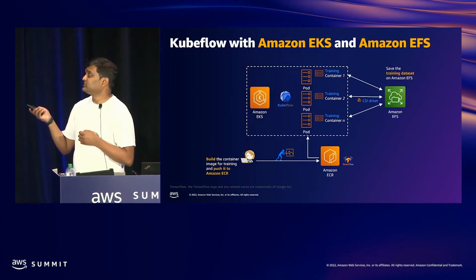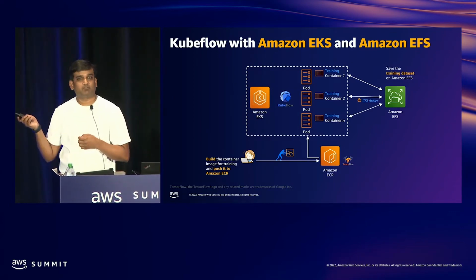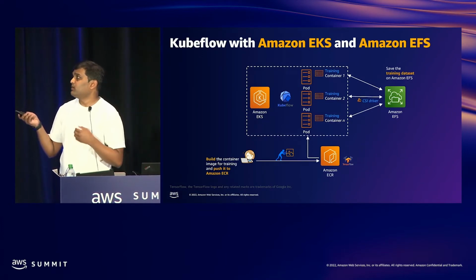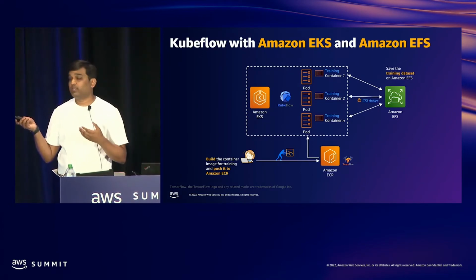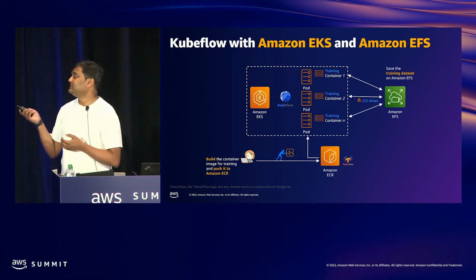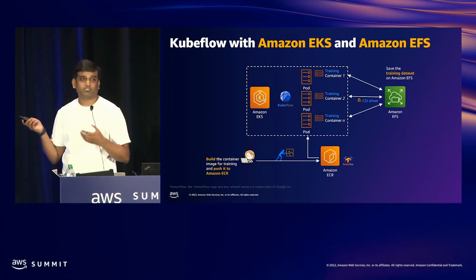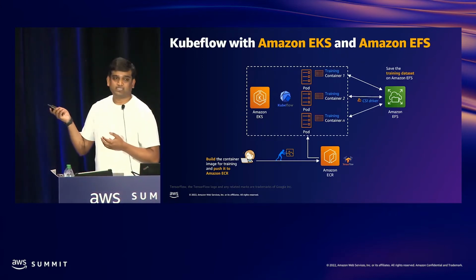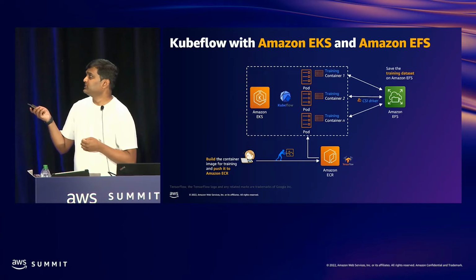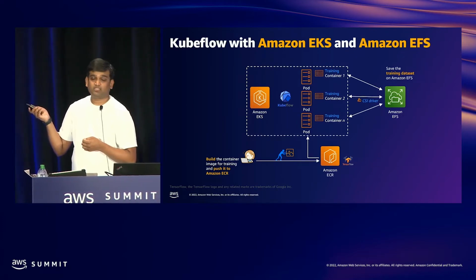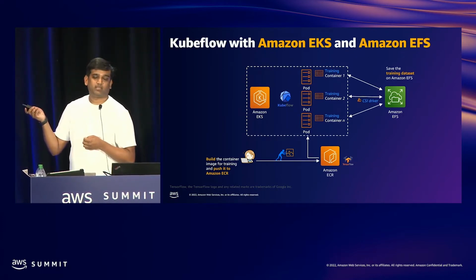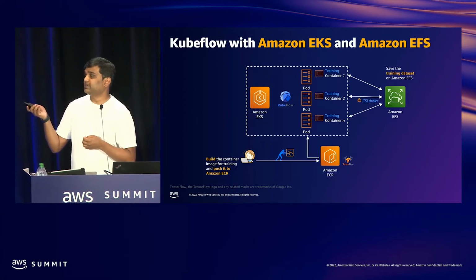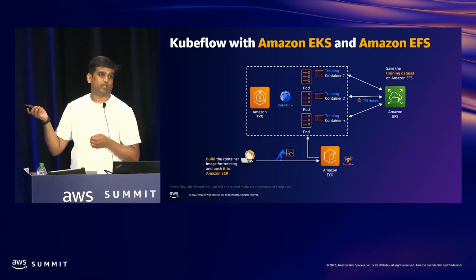We are going to install the CSI driver, which Bimal just mentioned, because by default, when you get an EKS cluster or when you install Kubernetes, the EFS driver is not installed by default, right? So you need to install the CSI driver. Once you install the CSI driver, you can create an EFS file system and mount it and make use of that storage in your Kubeflow environment, right?